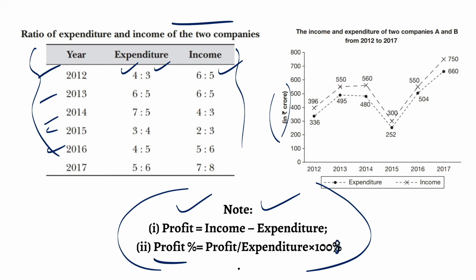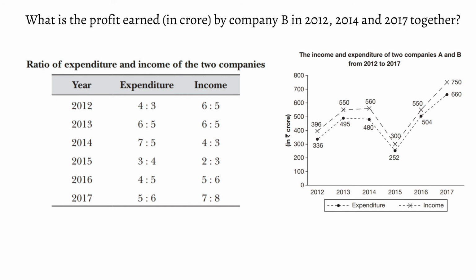Let's move on to the first question, which is: what is the profit earned in crores by company B in 2012, 2014 and 2017 together? See, the profit earned by company B in 2012. What is the income earned by both A and B in 2012? Income is this symbol, right? So in 2012, the income is 396. The expenditure is 336, but forget about this as of now. So 396 is the income of both A and B in 2012.